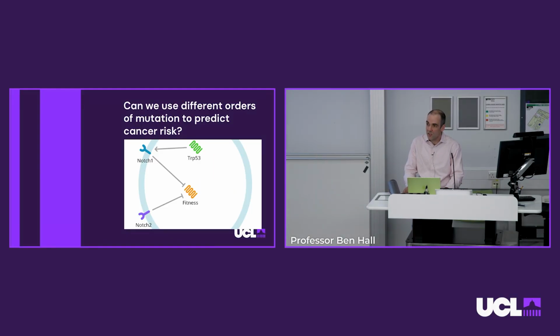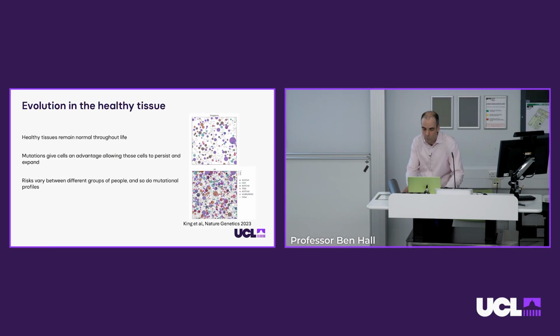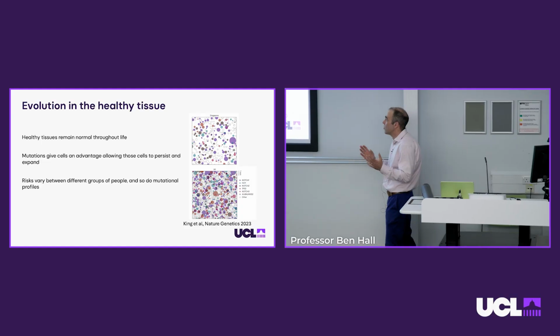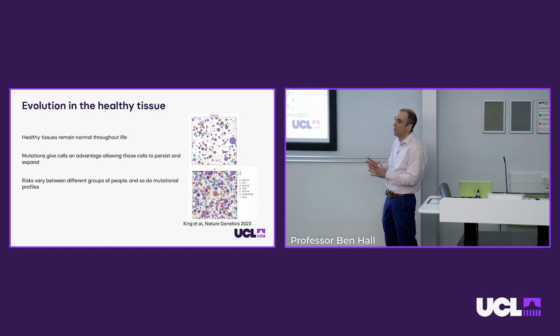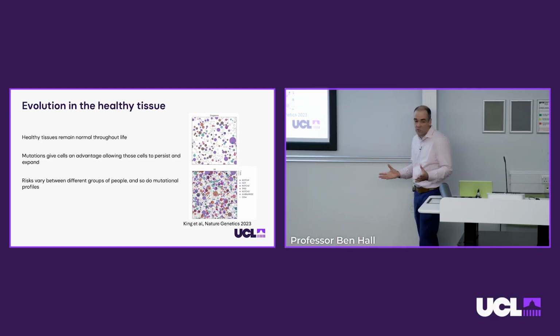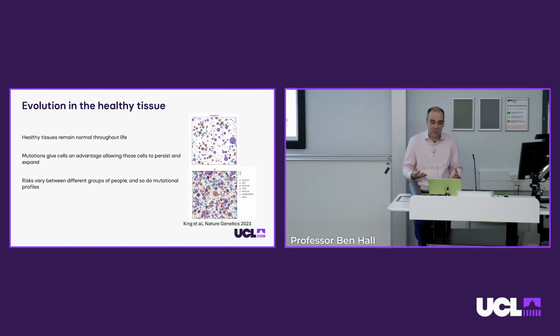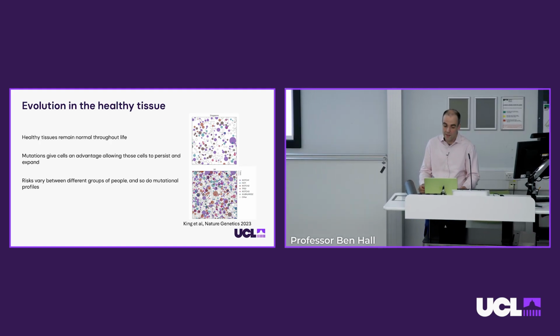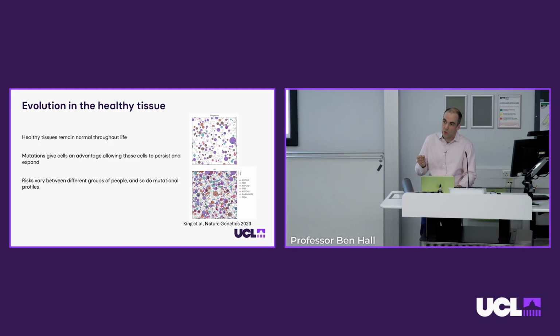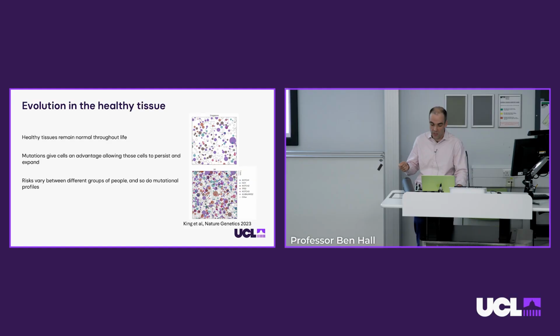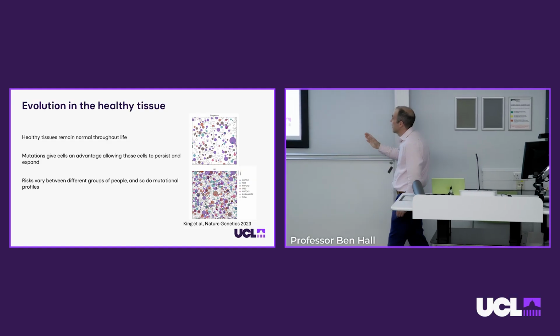So that's about cancer outcomes. Can we understand cancer risk in the same way? Well, as I mentioned earlier, healthy tissues remain normal throughout life, but they're filled with mutations. These mutations give cells an advantage, allowing them to persist and expand. But crucially, the risks between different groups of people and their mutational profiles, which mutations they have and what types of mutations, vary.